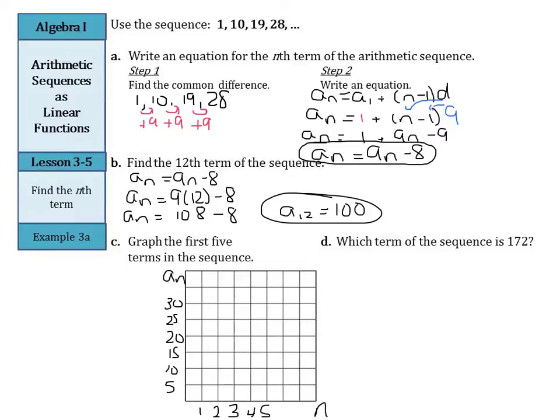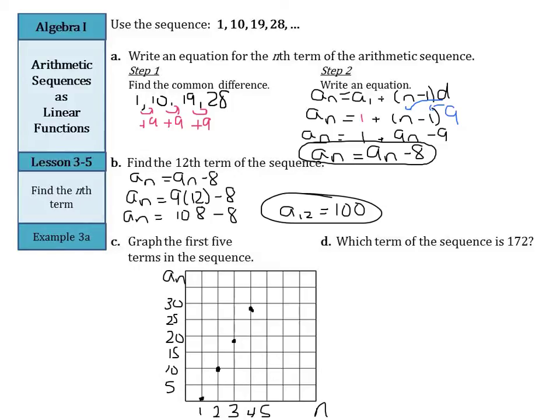And now we can graph. Our first term was 1, so we can go down here at 1, 1. Our second term was 10, so that's going to be 2, 10. Our third term was 19, so we can graph that at 3, 19, just below the 20 there. Our fourth term was 28, so a little bit below the 30.